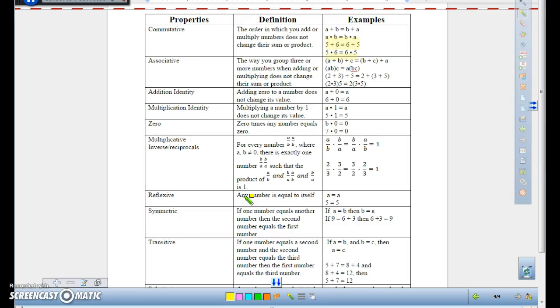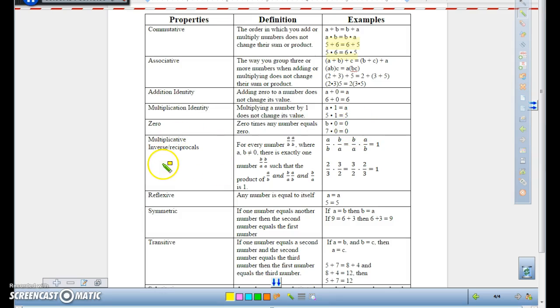The addition identity, if you add 0 to anything, you're going to get what you had in the beginning. So 6 plus 0 is going to always be 6. A plus 0 is always going to be A. Multiplication identity is 1, which means anything you multiply by 1, you're going to get what you originally had. So 5 times 1 is always going to be 5. A times 1 is always going to be A. The 0 property, anything you multiply by 0 is going to give you 0.